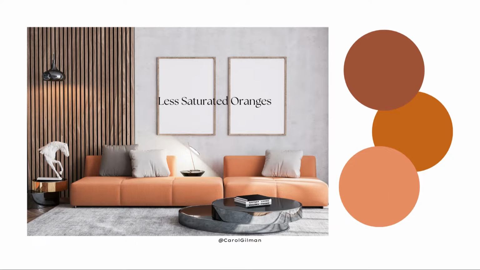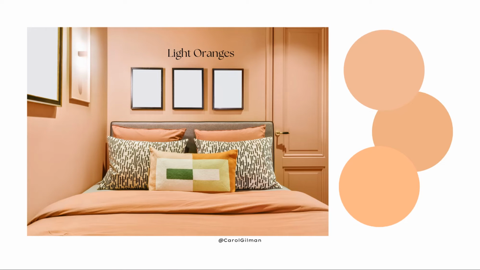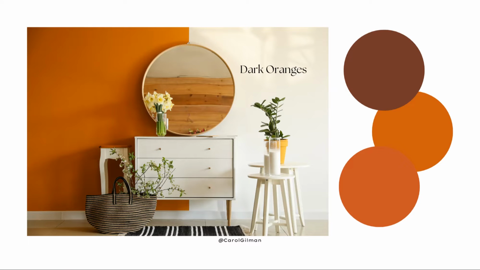And the other way that color can vary is through value. And value just has to do with the lightness and darkness of a color. So with a color like orange, we could have a very light orange. Maybe it's almost a peach color. And we could have this whole range of very light oranges all the way up to an orange that would be much darker.